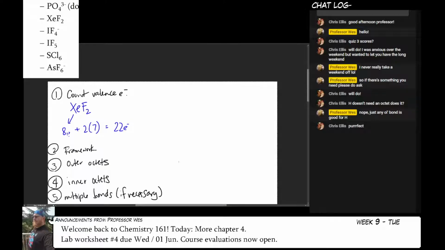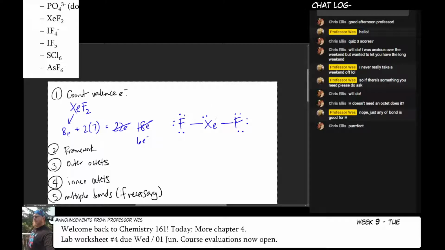So, same sort of situation here. I'm just going to count valence electrons. 14 plus 8 is 22. We'll do something like that. 2, 4. So there's 4 electrons used. We're going to do outer octets. 2, 4, 6, 8, 10, 12. That's going to leave 6 electrons left. We're going to just put all 6 on xenon.